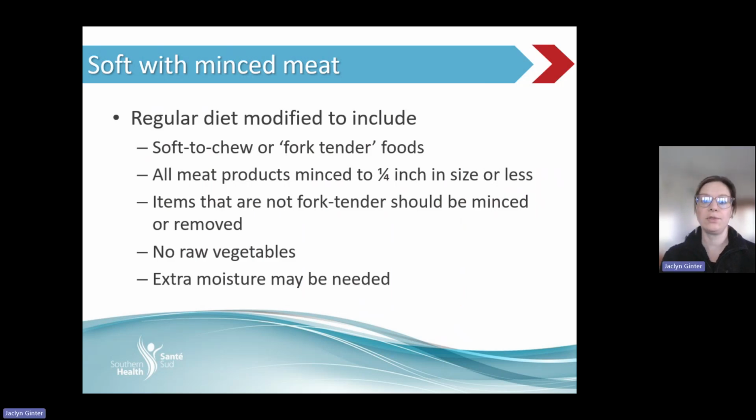We have soft to chew or fork tender foods. All meat products are minced to 1/4 inch in size or less. Items that are not fork tender should be minced or removed. No raw vegetables, and extra moisture might be needed.